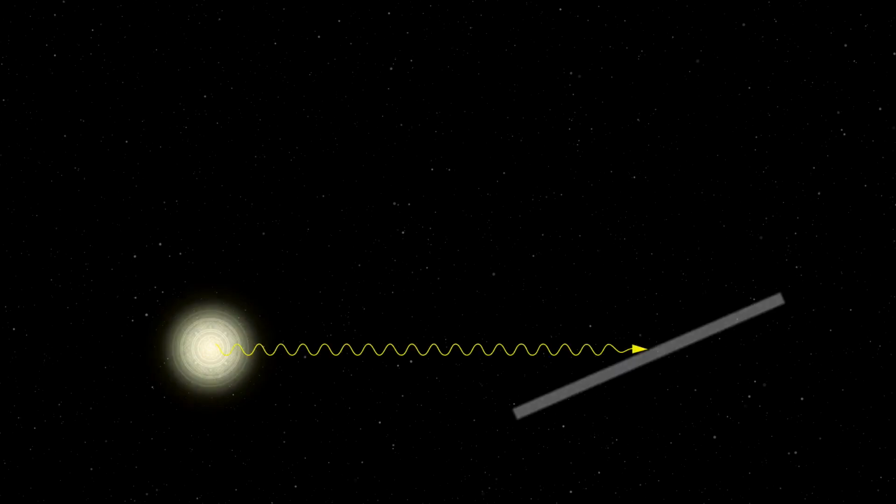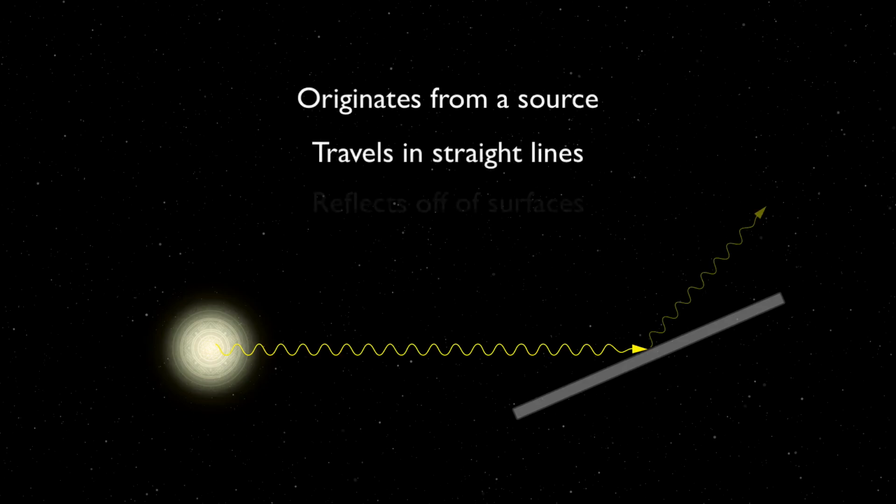A light ray originates from a source. It then travels in a straight line, and when it hits a surface, it is reflected. This is how light creates the world around you.